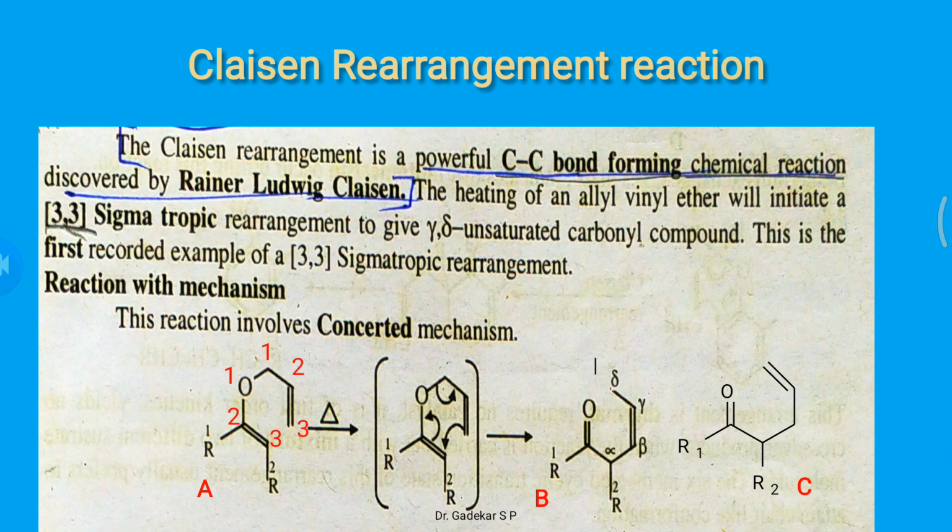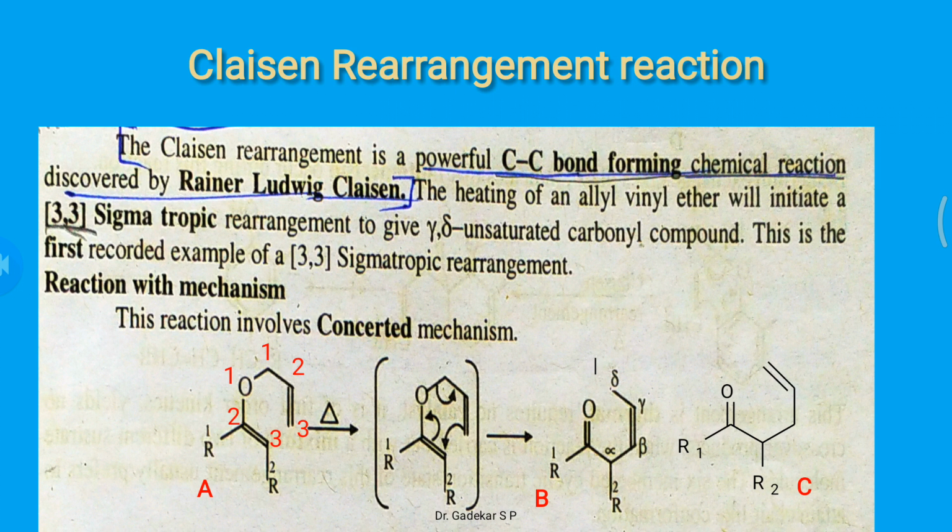Next is the Claisen rearrangement reaction. What is the Claisen rearrangement reaction? It is a pericyclic reaction, in which a 3,3 sigmatropic rearrangement takes place. It is also a carbon-carbon bond forming reaction. Heating an allyl phenyl ether will initiate a 3,3 sigmatropic rearrangement to give a gamma,delta-unsaturated carbonyl compound.